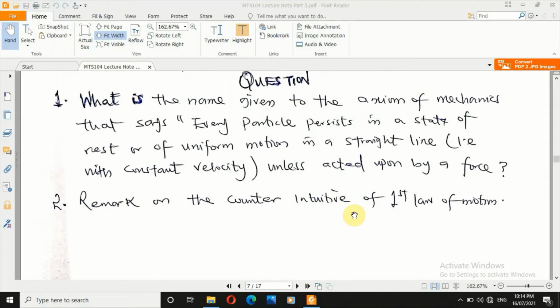Remark on the counter-entities of the first law of motion. Now, we're talking about the first law of motion, and that there's a counter to it. That does not mean the object will continue moving or remain at rest if there is a constant velocity. And we've said that the only thing is that friction will affect it. Friction affects the first law of motion because friction will work against the motion.